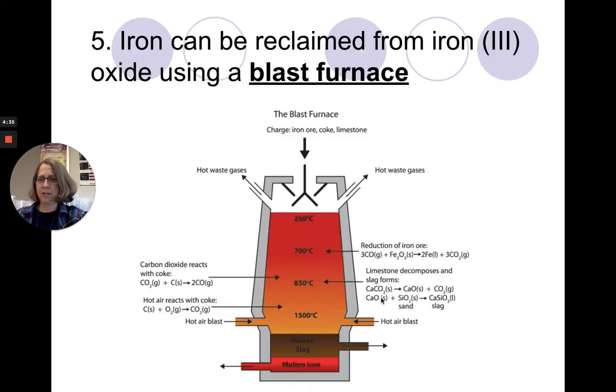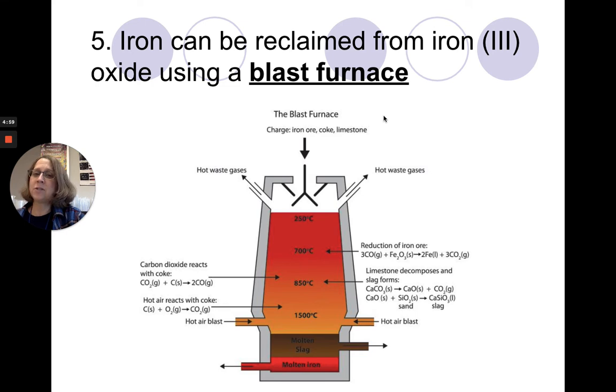Now, how can we use this? Well, what you may not know is that iron 3 oxide, the iron can be reclaimed using a blast furnace. So I don't know how many people scrape rust off and try to make it back into iron, but theoretically it's possible, and there are other sources of iron 3 oxide that we use to actually make iron.